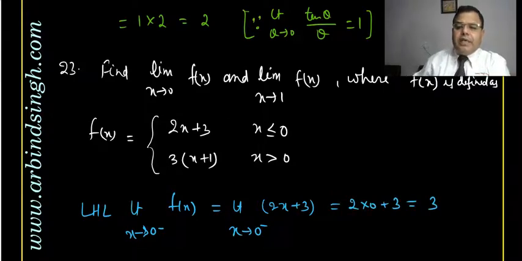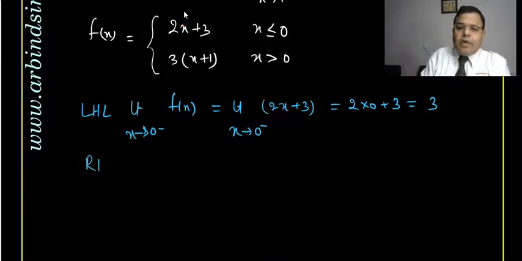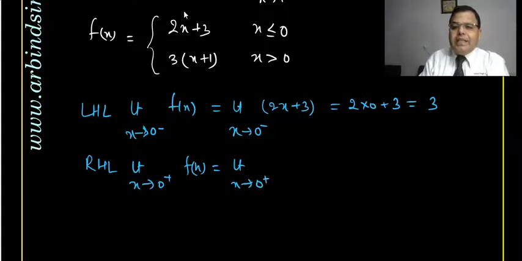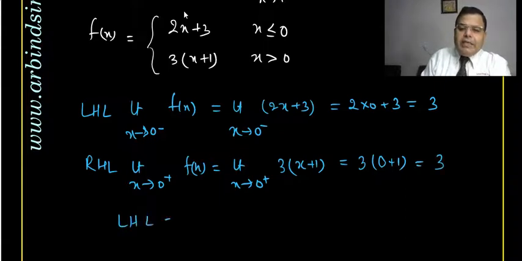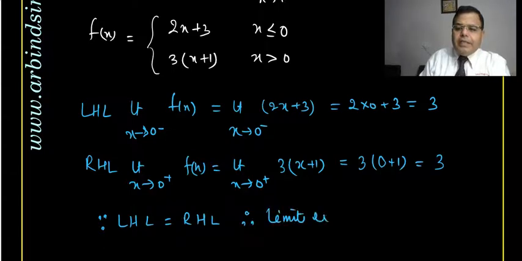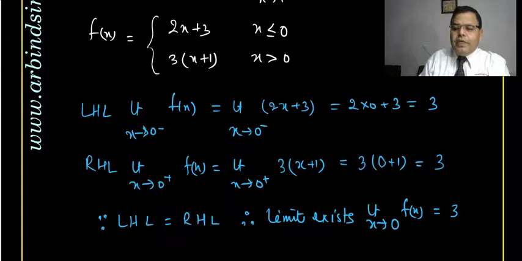So this is LHL. Now RHL is limit x tends to 0 plus of f(x). When x is greater than 0, this is the value of f(x), 3 times (x + 1). If I put x equal to 0, then that will be 3 into 0 plus 1, and that will be 3 also. So since LHL is equal to RHL, the limit exists, and we can say limit x tends to 0 of f(x) is equal to 3. Answer.